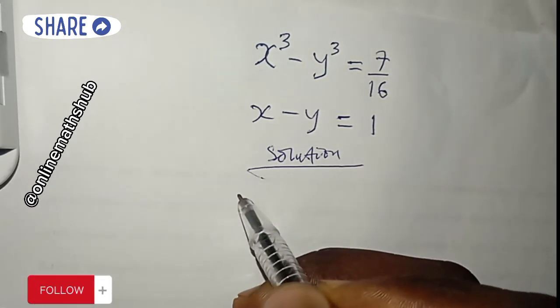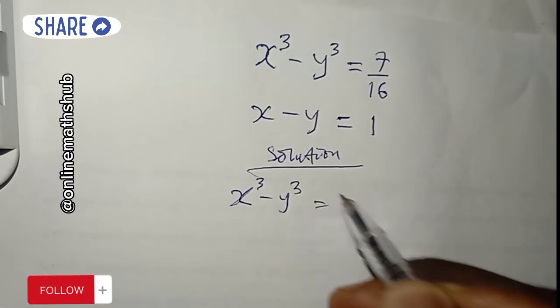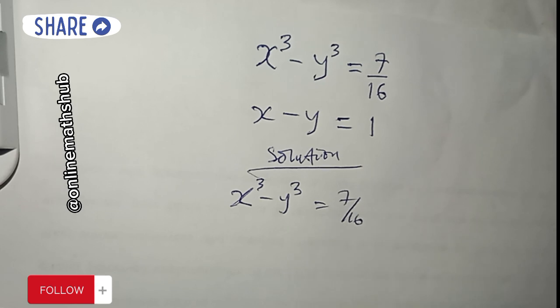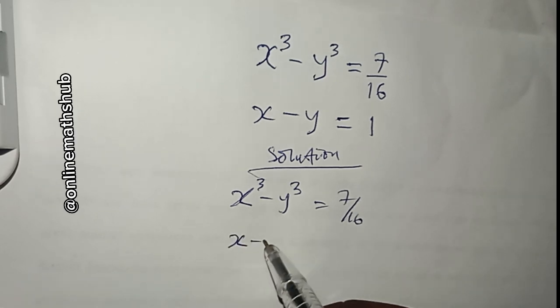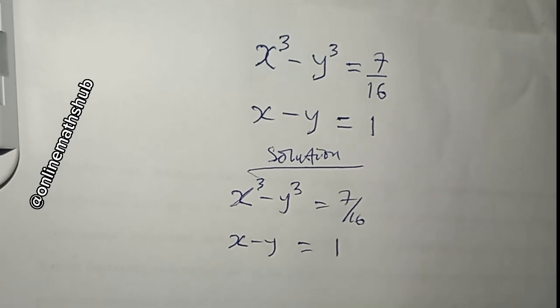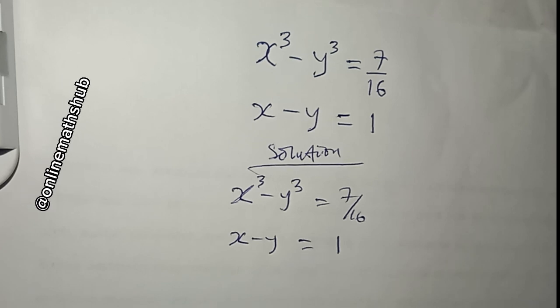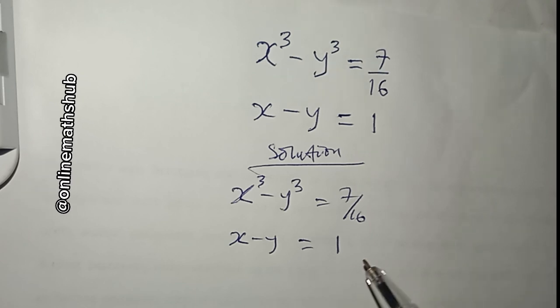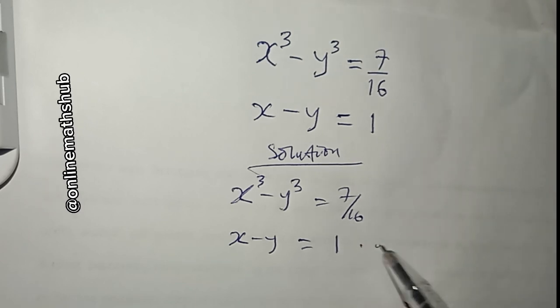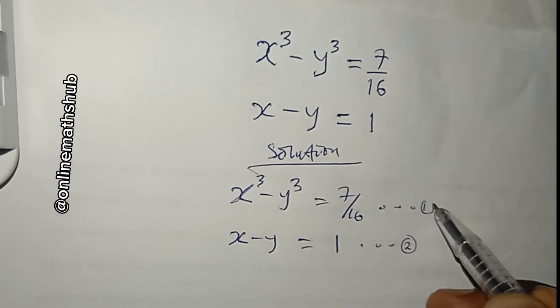Okay, so let me write the equation. x cubed minus y cubed is equal to 7 over 16. And then the second one is x minus y is equal to 1. Well, there are different approaches, but the method I'm going to be using is one of the simplest methods. So the first thing I want to do is use this equation number 2 right here to divide equation number 1.